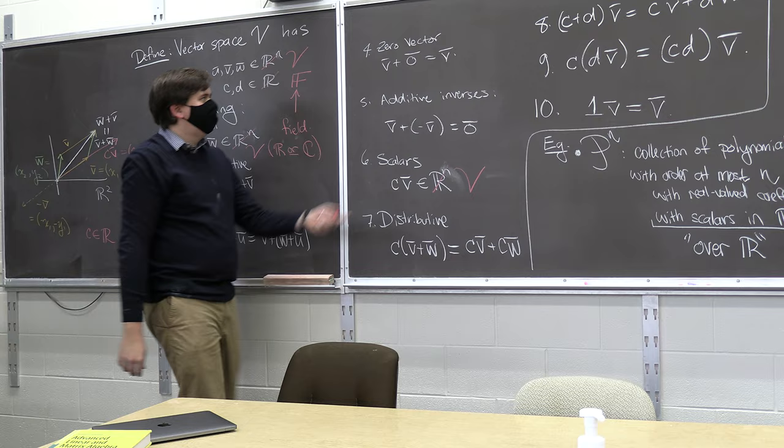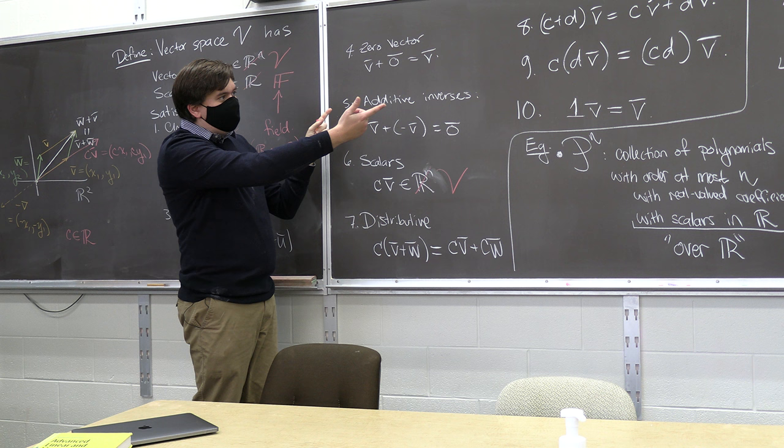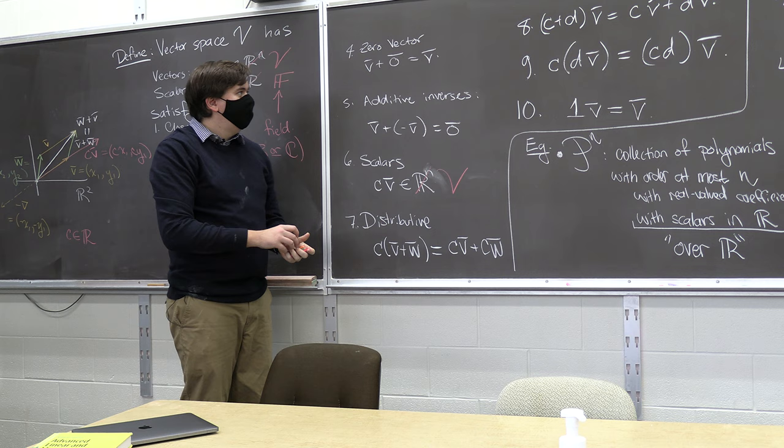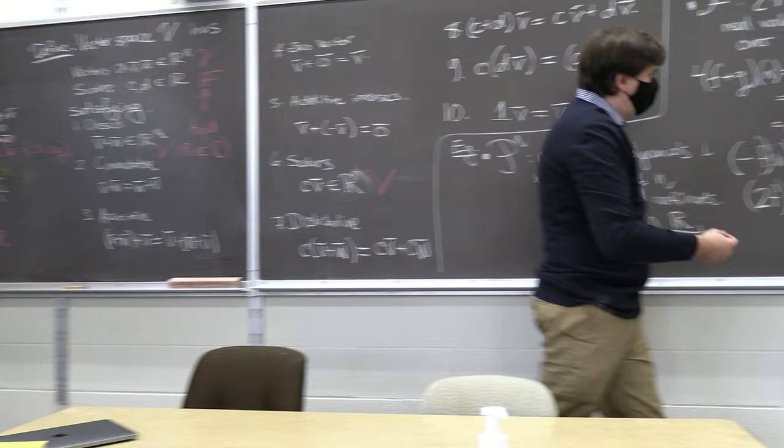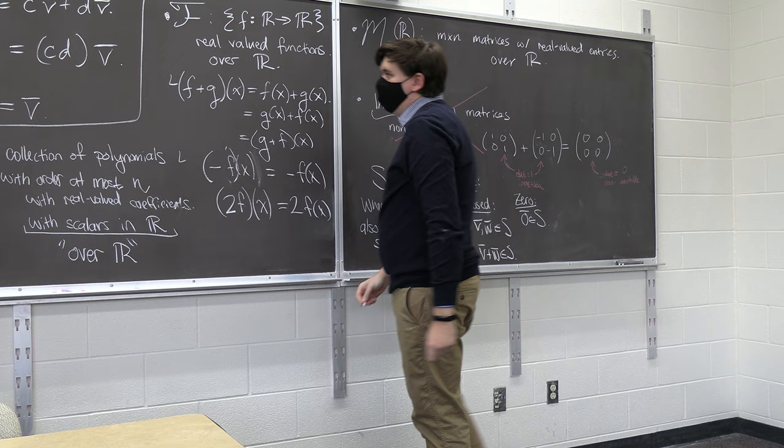How about this one? Something to check here? Yeah, we want to check that the zero vector is actually inside of your subspace. Another reason invertible matrices are not a vector space is because zero is not an invertible matrix, and so it wouldn't live inside of S, and so it wouldn't make it a vector space. So we also need to check that the zero vector is inside of your subspace.